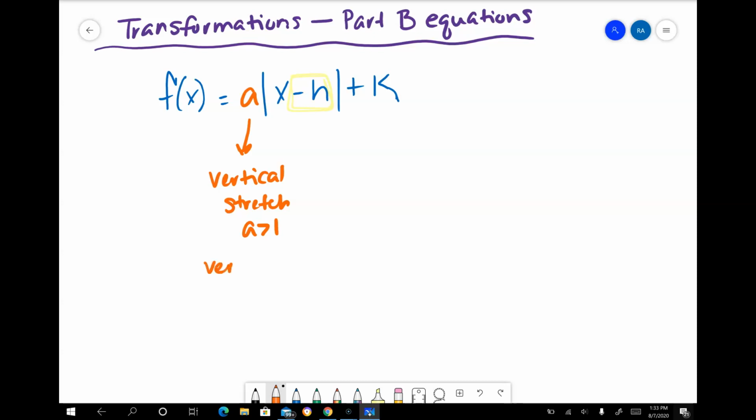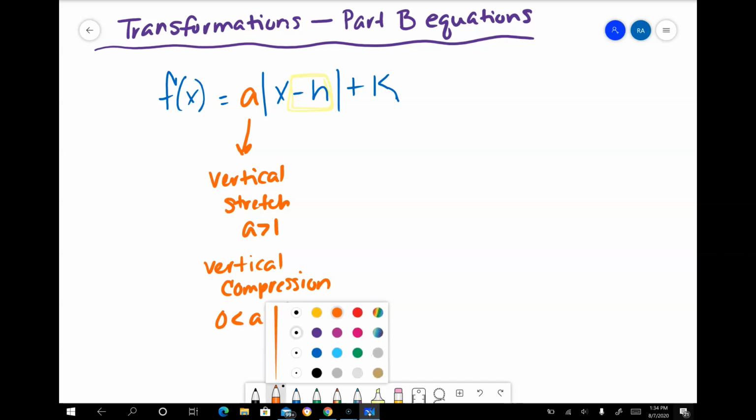So a vertical compression is when your A is in between 0 and 1. Okay? It's not going to be 0, because if it was 0, it completely would wipe out your function and you would have a constant. And 1 doesn't do anything. 1 is your parent function's A. Remember? Now, there's another thing about A, and this is the most missed transformation.